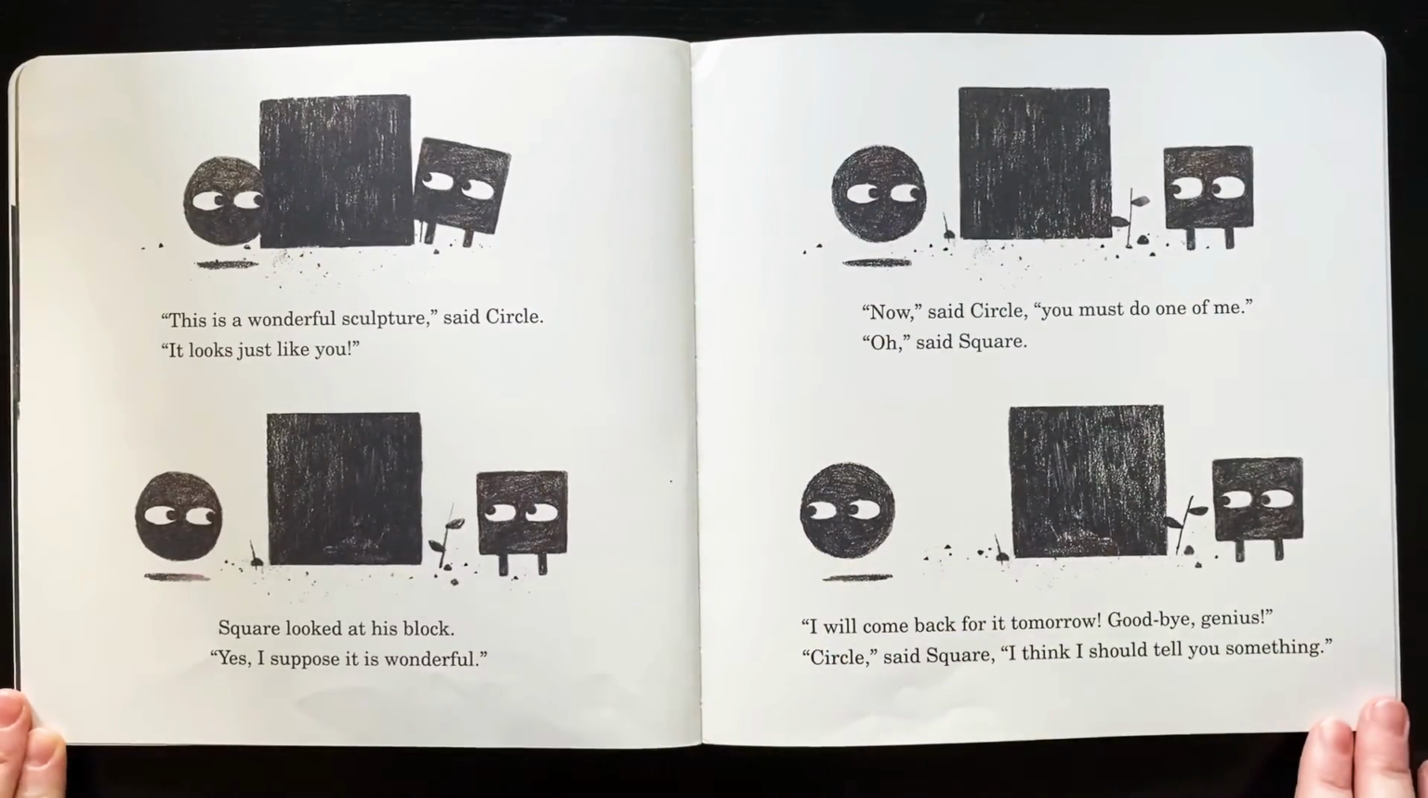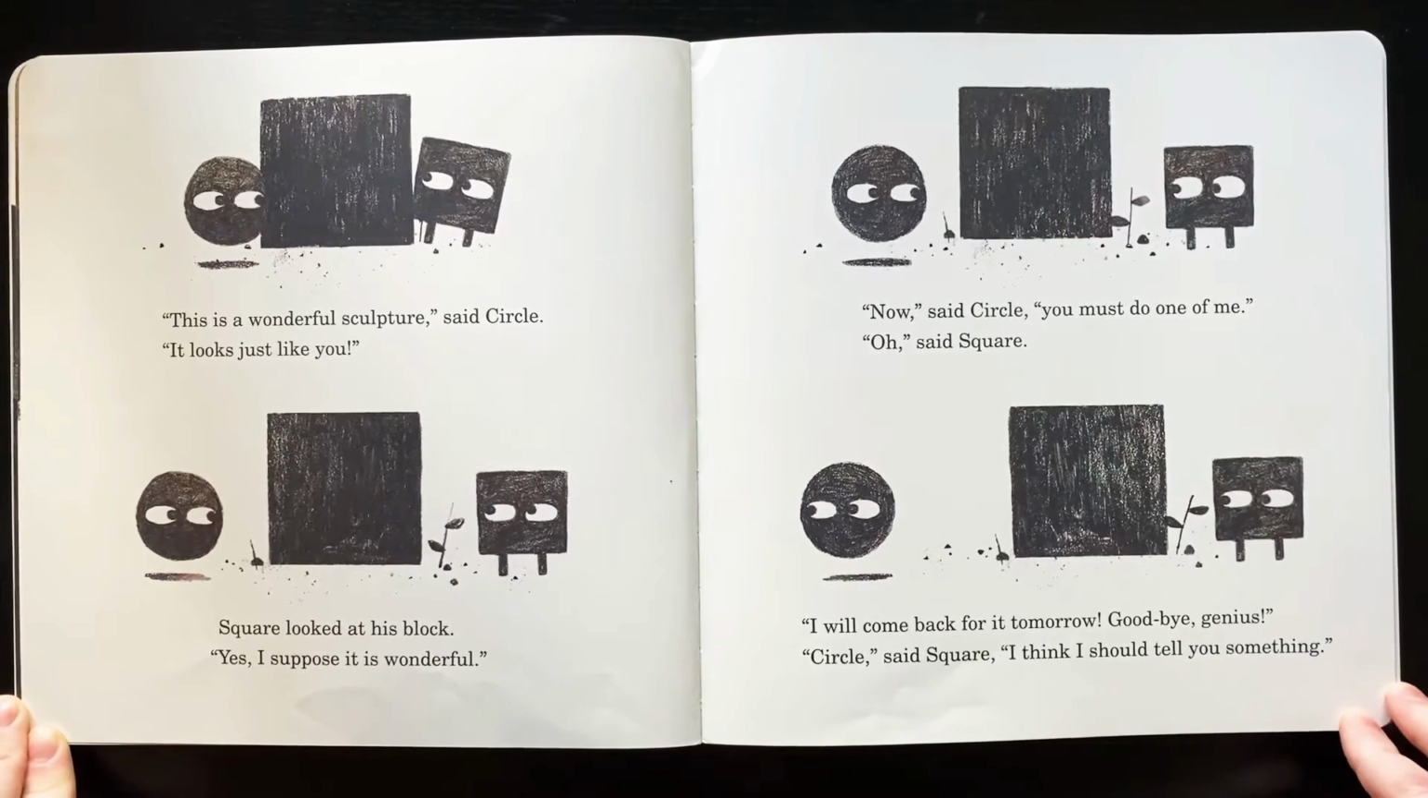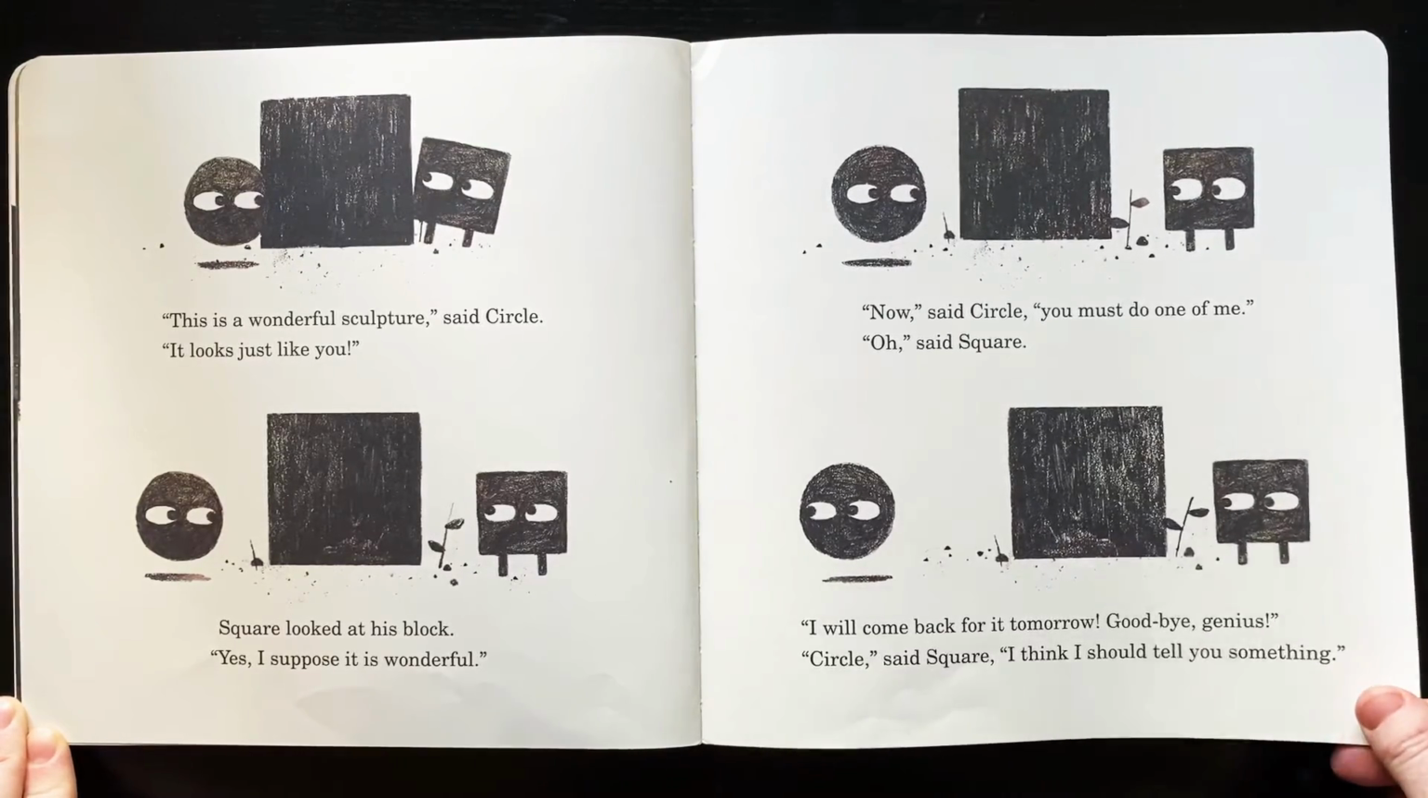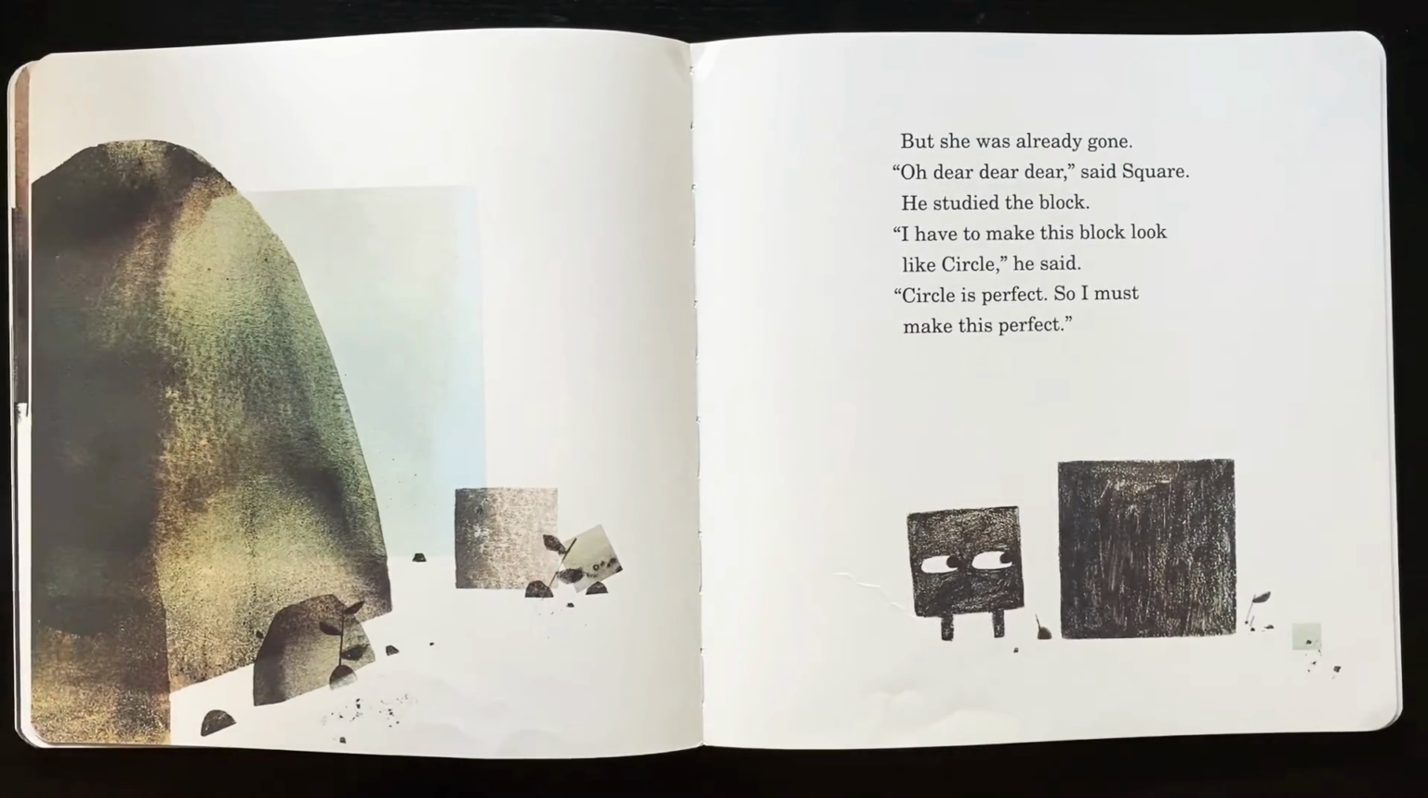This is a wonderful sculpture, said Circle. It looks just like you. Square looked at his block. Yes, I suppose it is wonderful. Now, said Circle, you must do one of me. Oh, said Square. I will come back for it tomorrow. Goodbye, genius. Circle, said Square. I think I should tell you something. But she was already gone.